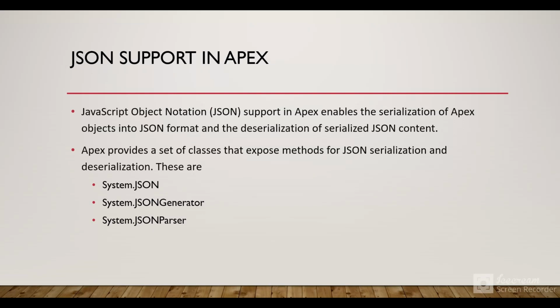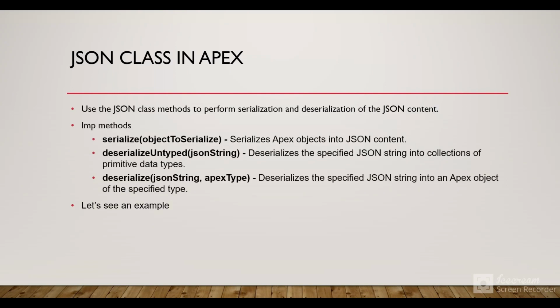So let's discuss JSON support in Apex. JSON support in Apex enables the serialization of Apex objects into JSON format and deserialization of JSON content. Apex provides three classes for JSON serialization and deserialization. These are the System.JSON class, System.JSONGenerator class, and System.JSONParser class. So now we will go through these classes, the important methods one by one. Then we'll see an example of that.